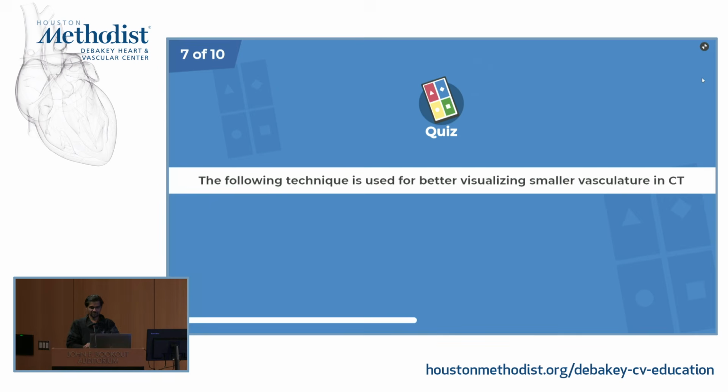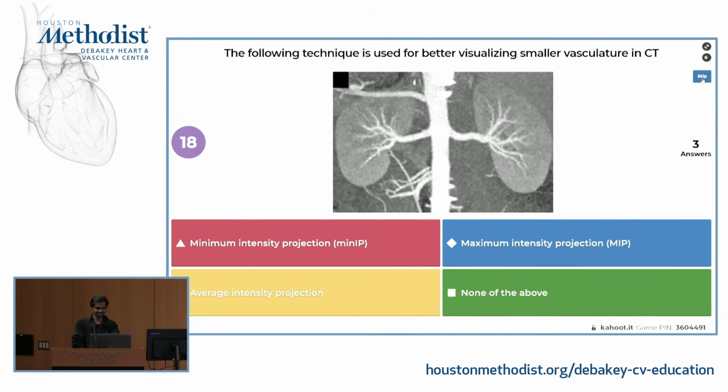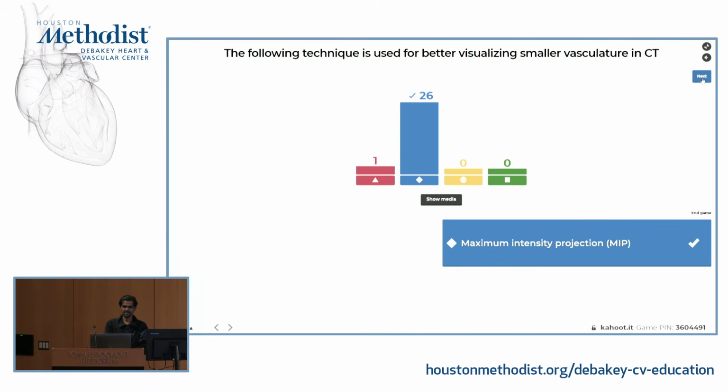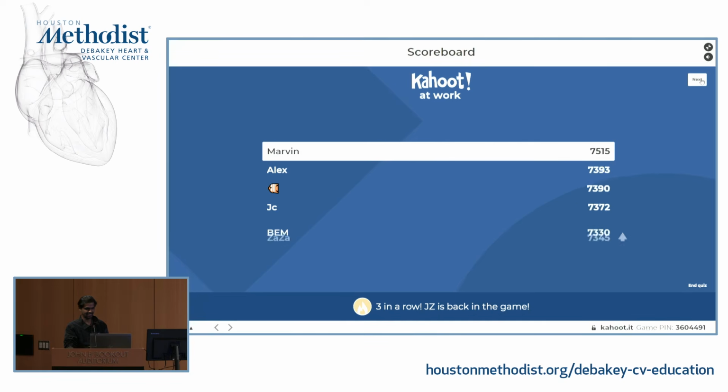All right, smaller vasculature, renals, lumbars. Okay, that's good. Majority got it right. Marvin is still on the lead.